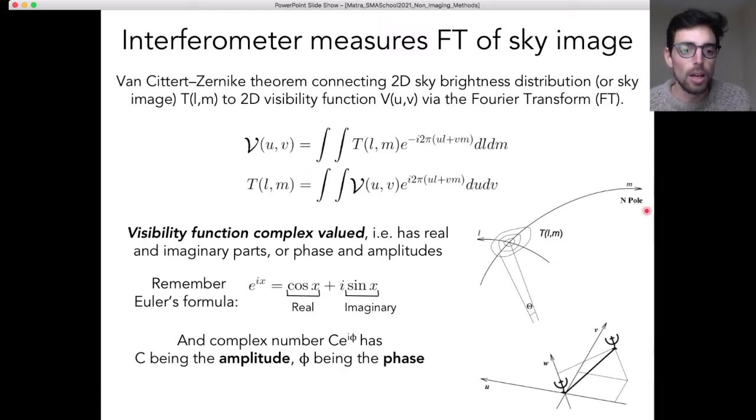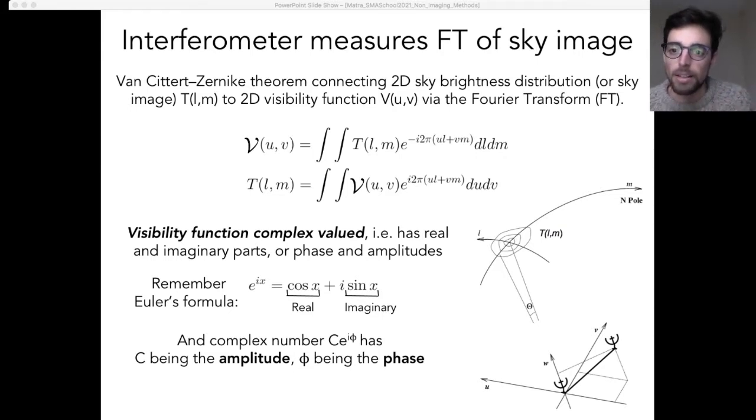Now, what I would like to underline here is that the visibility function is complex valued. It's a complex function, and what that means is that it has real and imaginary parts, or equivalently phases and amplitudes. And again, you will have seen this before. And what I would like to point out, you might not have seen this before in the lectures, but basically it's a reminder of Euler's formula, which you will have all done in your undergraduate degrees, where for a complex number we can express this as e^(ix), which we can express as cos x, which is the real part, plus i sin x, where sin x would be the imaginary part of the complex number.